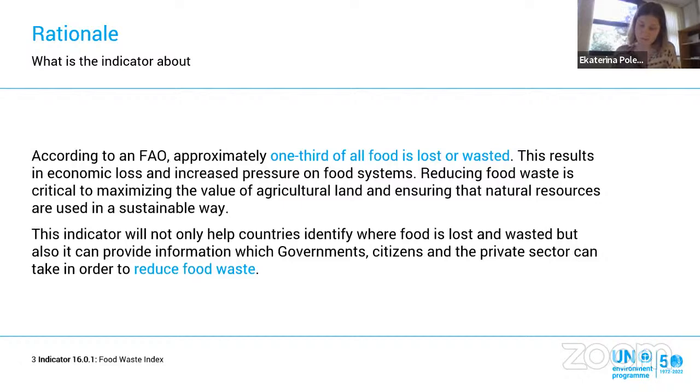According to the Food and Agriculture Organization of the United Nations, approximately 1/3 of all food is lost or wasted. This results in economic loss and increased pressure on food systems. Reducing food waste is critical to maximizing the value of agricultural land and ensuring that natural resources are used in a sustainable way. This indicator will not only help countries identify where food is wasted, but also provide information which governments, citizens, and the private sector can use in order to reduce food waste.